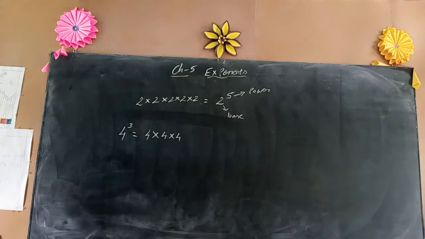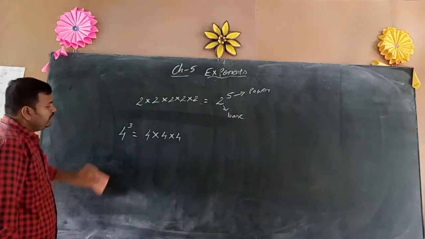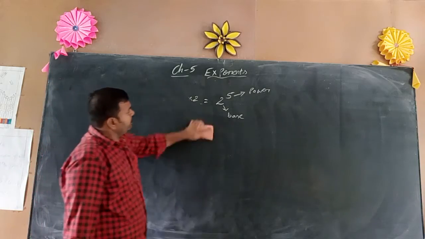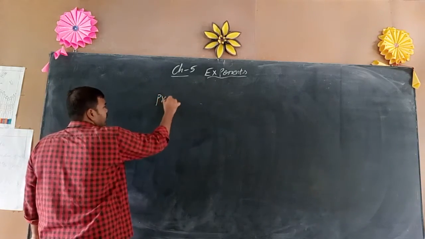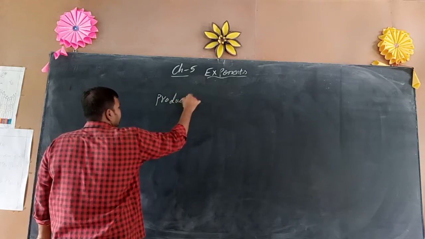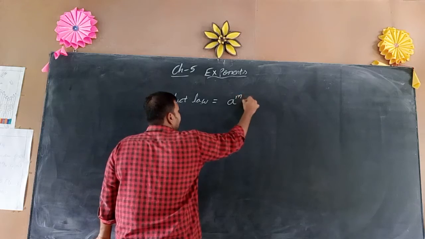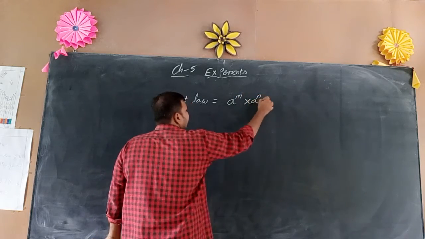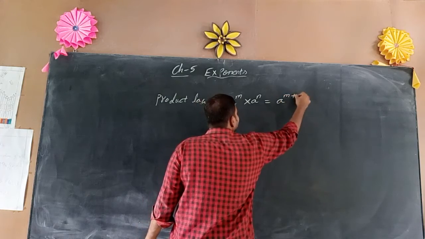Also, in the previous class we learned formulas, and here also we are having the formulas. What are the formulas we are having? Product law, quotient law and the other laws. First one is product law: a to the power of m into a to the power of n is equal to a to the power of m plus n.